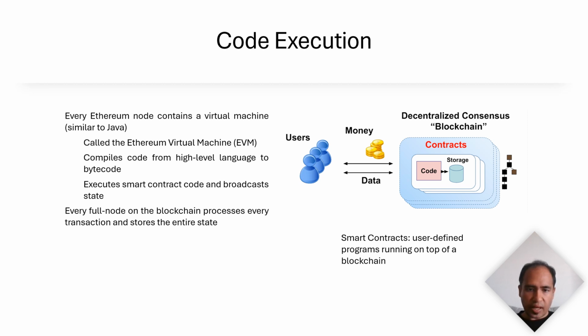If we look at how it works, for example in Ethereum, every node contains a virtual machine similar to Java, called the EVM, and the code runs inside that. Most of the EVM compatible code is written in a language called Solidity. So most smart contracts are written in Solidity, and they run inside the EVM that powers those blockchains.